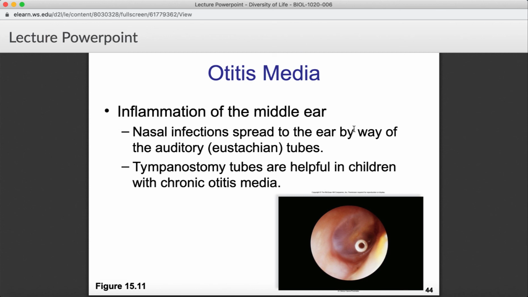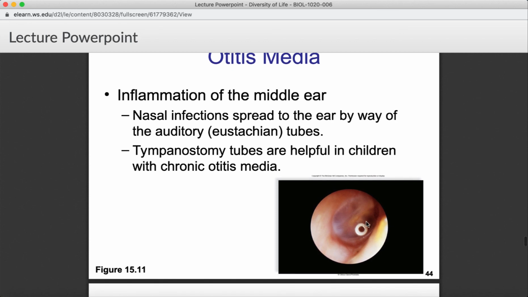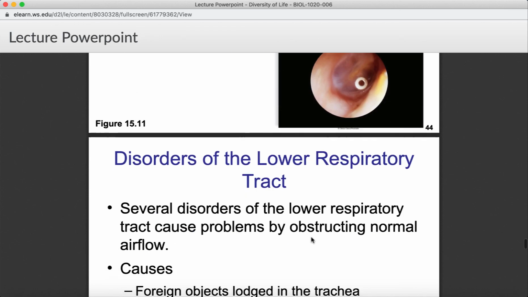Otitis media, inflammation of the middle ear. Often an infection spreads to the ear by way of the eustachian tubes. And so in this case here, they put a tube in the tympanic membrane so that the middle ear can drain to prevent those infections. Generally only done in children because adults have significantly larger eustachian tubes, so this isn't really necessary. And these will usually fall out on their own after, I'm sorry, like a month or so, and then the tympanic membrane will heal up.